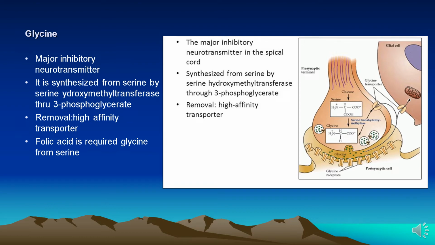it is removed by specific receptors through glial cells or back to the presynaptic cell in which it was synthesized. Folic acid is required for glycine synthesis from serine.